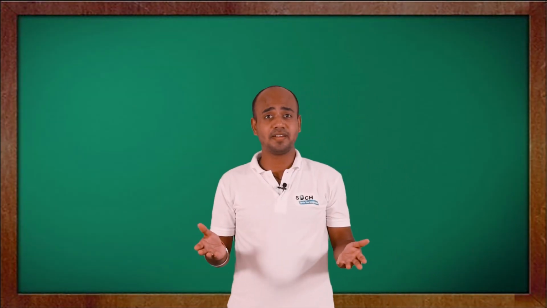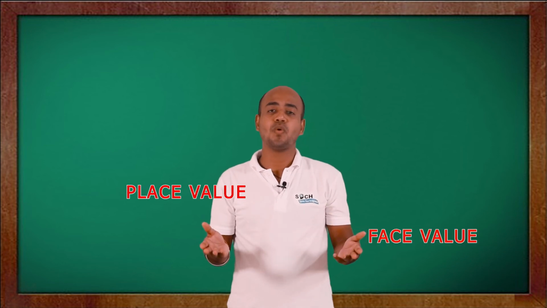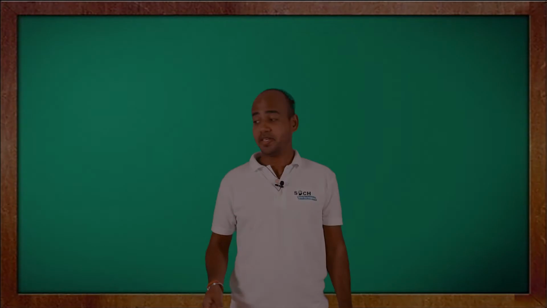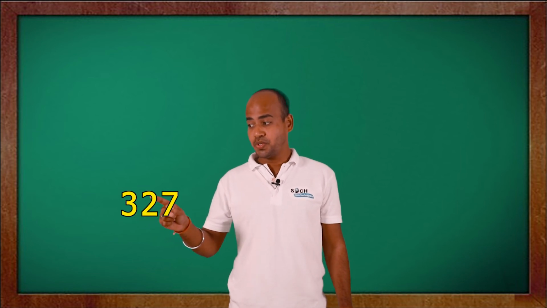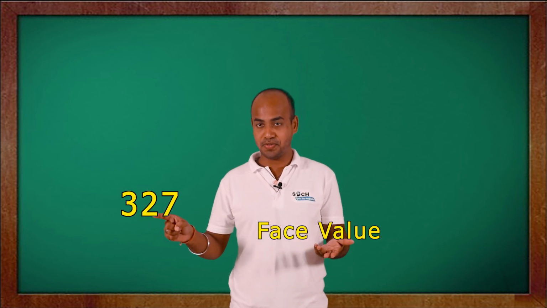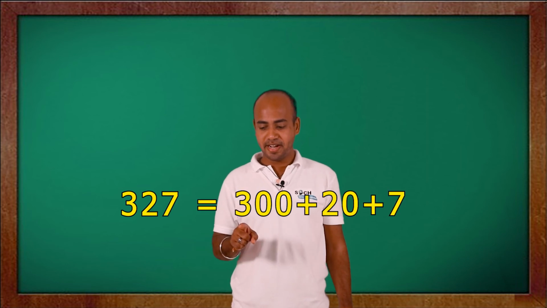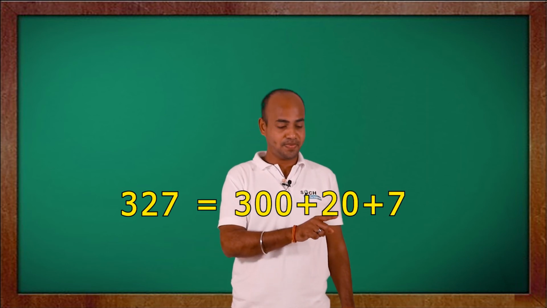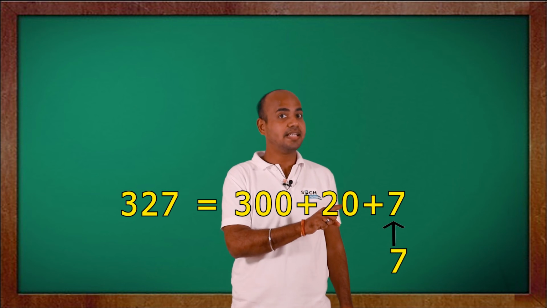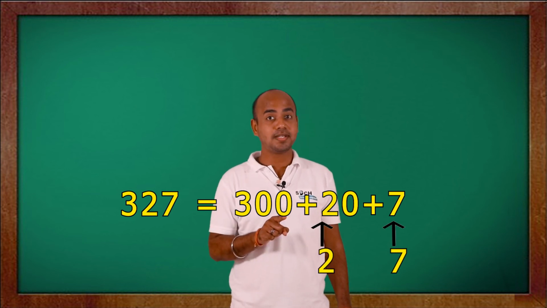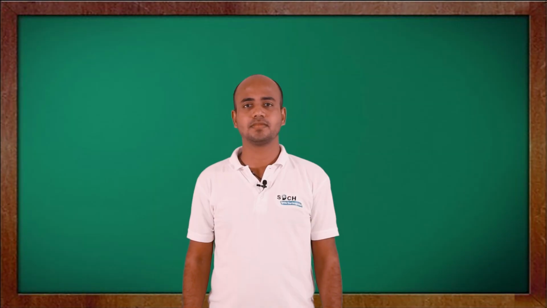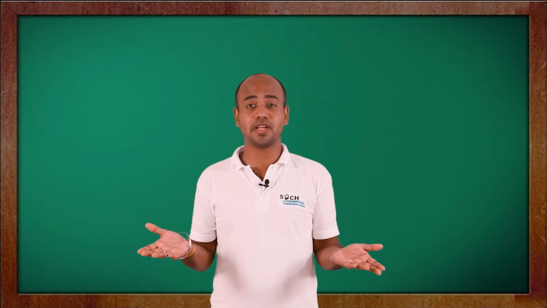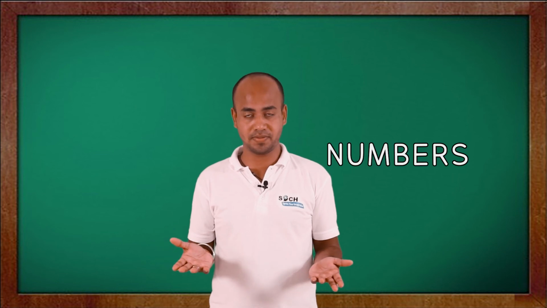Now let's understand place value and face value with another example. 327, wherein 3, 2, 7 are the face values. This is equal to 300 plus 20 plus 7. Now the place value of 7 is 7, whereas 2 is 20 and 3 is 300. So these are the various terms involved in our numbers.